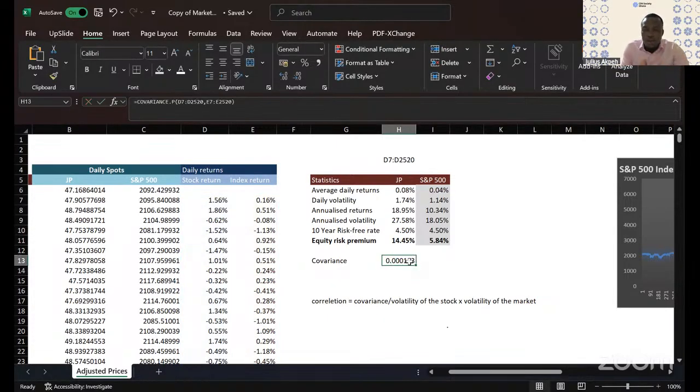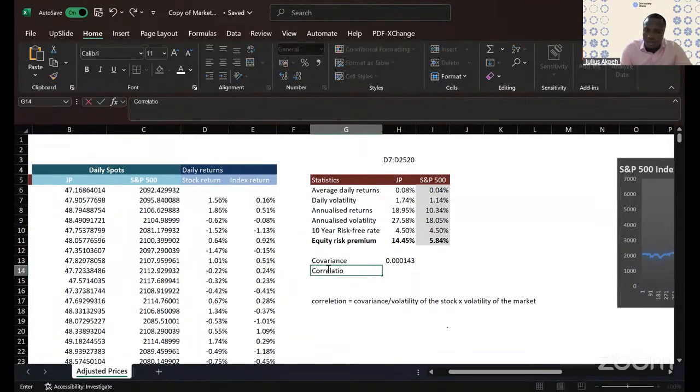So if the covariance is positive, it means correlation cannot be negative, because correlation is covariance divided by volatility of the stock, and volatility cannot be negative. Therefore, correlation coefficient is the covariance here divided by the volatility of the stock here. But I'm going to do something more again.